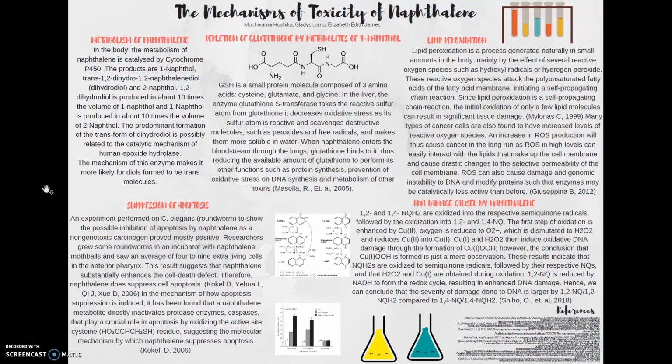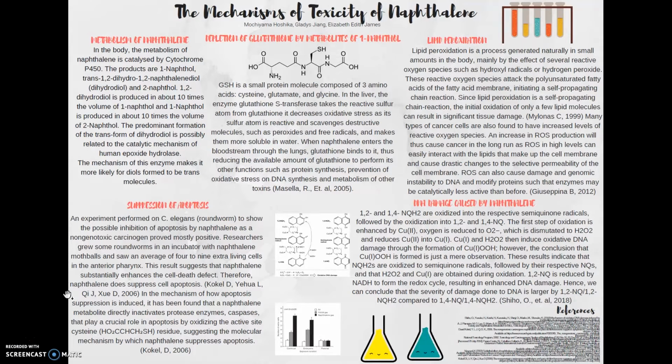Lipid peroxidation is a process generated naturally in small amounts in the body, mainly by the effect of several reactive oxygen species such as hydroxyl radicals or hydrogen peroxide. These reactive oxygen species attack the polyunsaturated fatty acids of the fatty acid membrane, initiating a self-propagating chain reaction. The destruction of membrane lipids and the end products of such lipid peroxidation reactions are especially dangerous for the viability of cells, even tissues. Since lipid peroxidation is a self-propagating chain reaction, the initial oxidation of only a few lipid molecules can result in significant tissue damage.